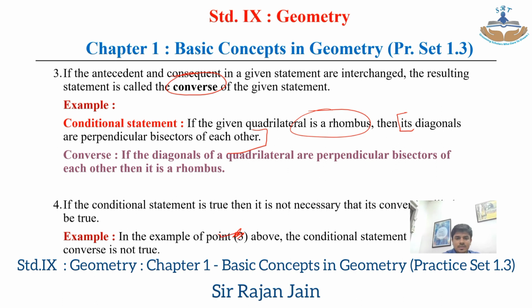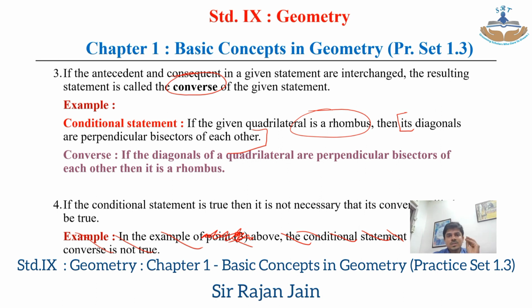Just remove this point from here. For example, don't consider what is written over here. Okay, if the conditional statement is true, then it is not necessary that its converse is also going to be true. Some text has gone behind my image, but I am just speaking that. So pay attention to what I am saying. If the conditional statement is true, then it is not necessary that its converse will also be true.